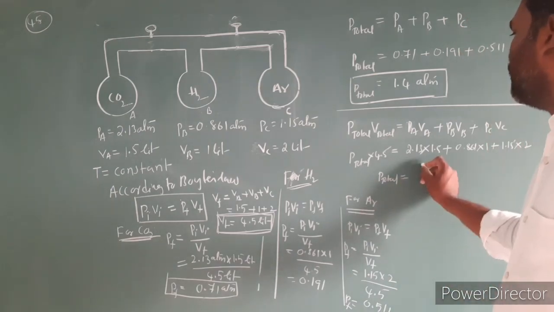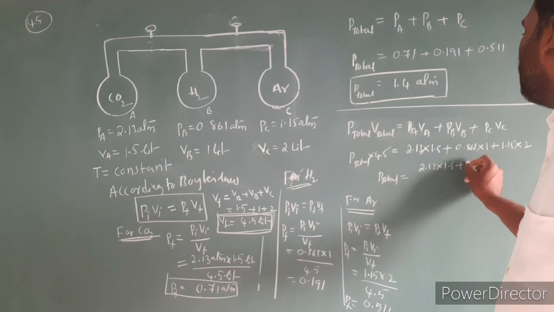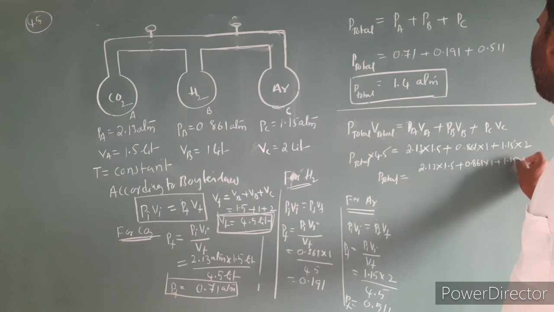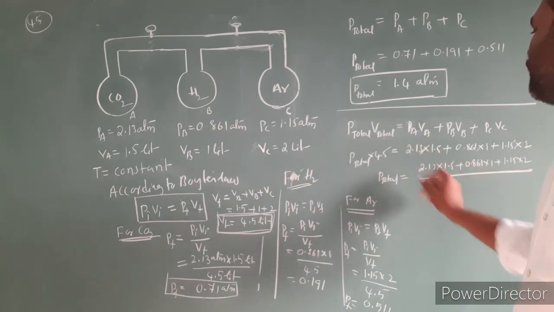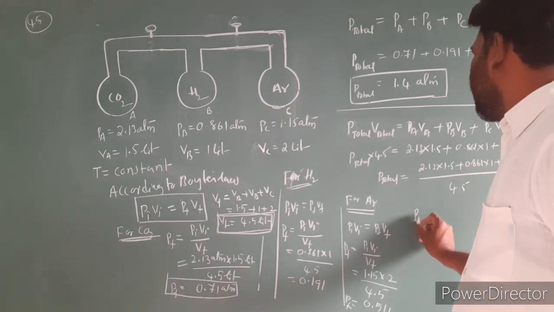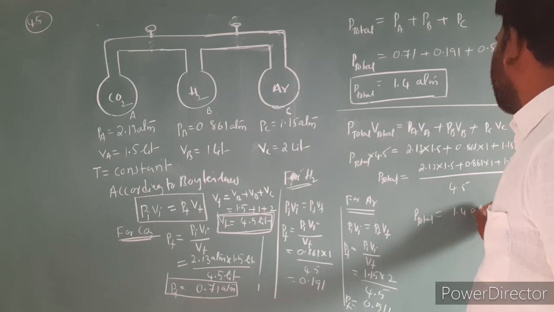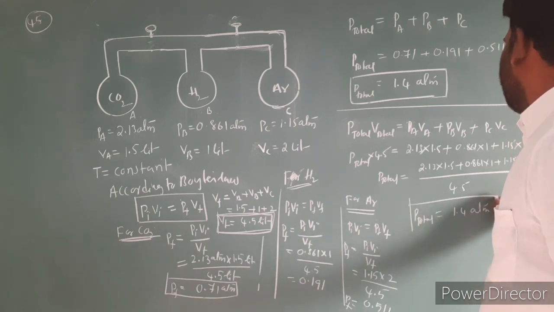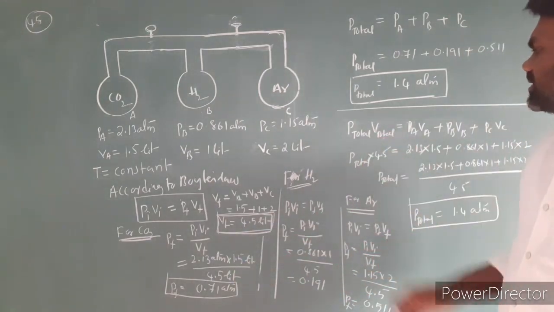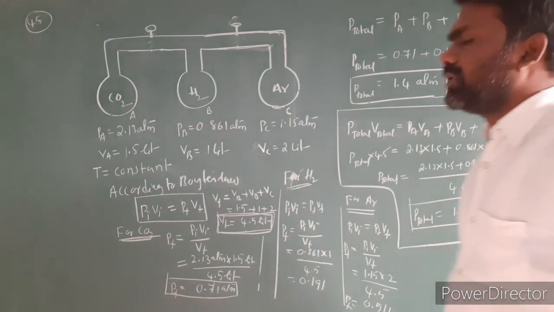Then P total is equal to 2.13 into 1.5 plus 0.861 into 1 plus 1.15 into 2 by 4.5. So upon simplification of this equation, we get P total is equal to 1.4 atmospheres. So this is the simplest way to solve this problem. This is a long procedure. This is the short method to get the answer.